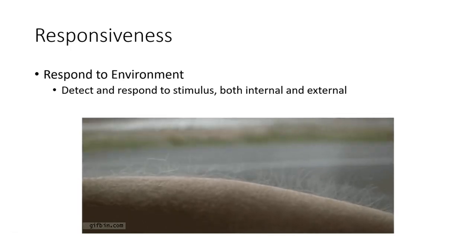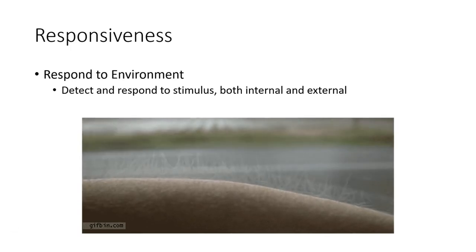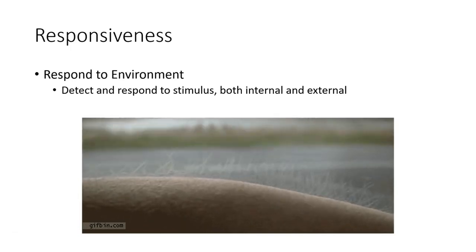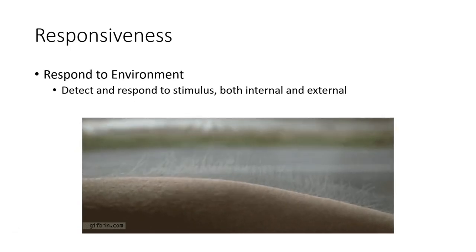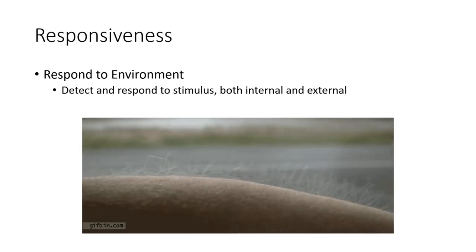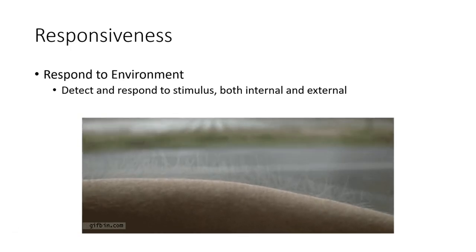External stimuli would be something like the temperature that we're experiencing. So in the summertime, we walk outside, it's really, really hot, and our body's going to detect that and respond to it by starting the process of sweating to help us cool down. On the flip side, if you go outside in the winter and it's really, really cold, and maybe you're not wearing a jacket, then your body's going to detect that and respond by starting the process of shivering, which is tiny little contractions of your muscles that are going to produce heat and help warm you up.